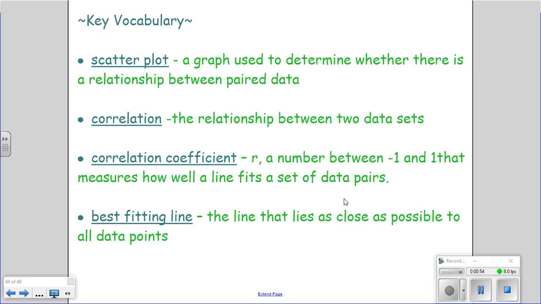And then we have a best fitting line or line of regression. It depends on what book or what question is being asked, but they're basically the same thing. The line that lies as close as possible to all data points.